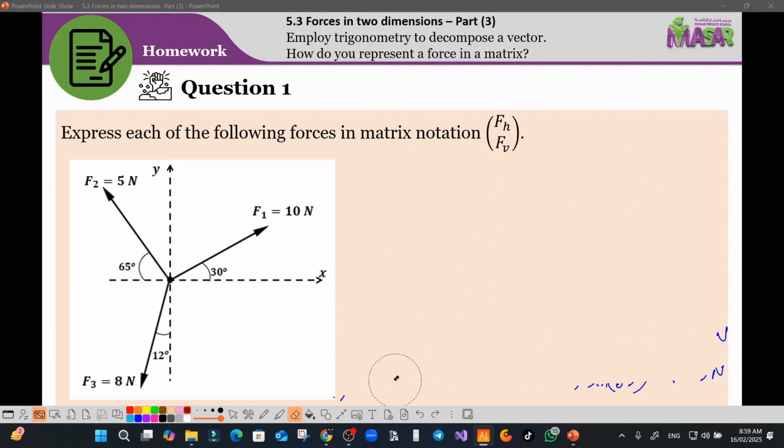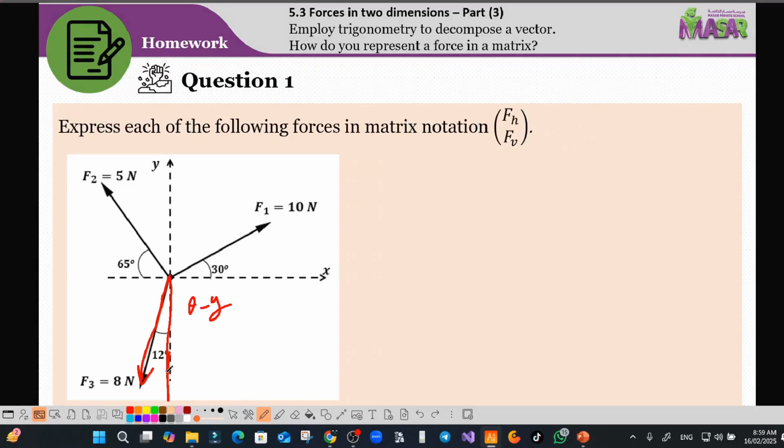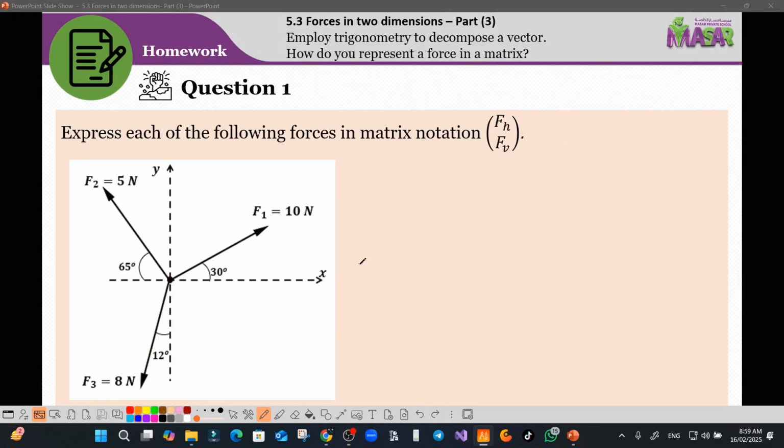Finally, we'll decompose F3 now. First, we need to determine the type of the angle. As we can see here, the angle is with respect to the y-axis. So this is theta y, which means we're going to apply the cosine for the y component or the vertical component. So let me write here F3, theta is with respect to the y, the vertical axis. So F3 should be decomposed into F3x and F3y.